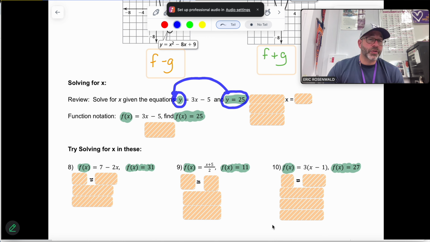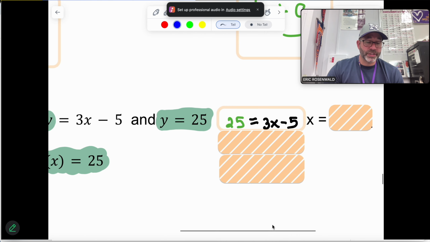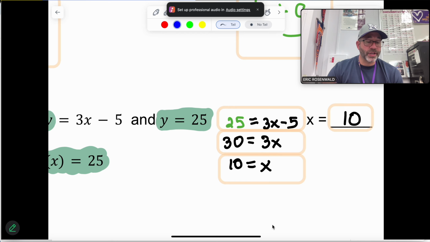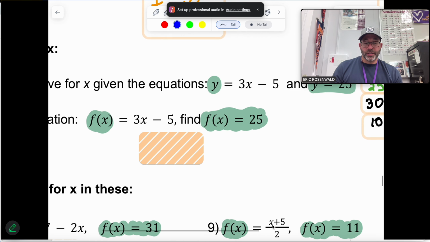So if I know that y is 25 and I replace it, this is what we end up with: 25 is equal to 3x minus 5. Go through your steps for solving an equation now. We'll take this negative 5 and move it by adding 5. We'll then take this 3 and move it by dividing by 3. And we now know that x is equal to 10. This is what we've done in the past. This is nothing new.